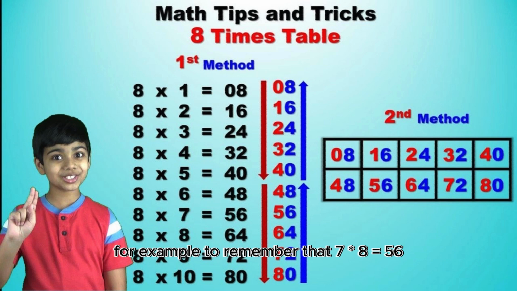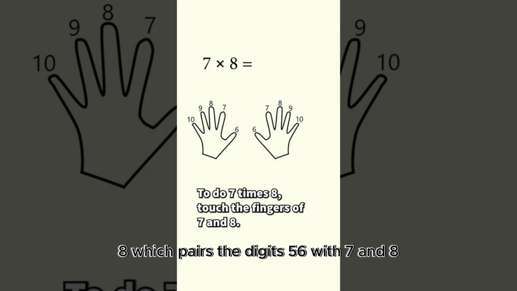For example, to remember that 7 times 8 equals 56, you might use a mnemonic like 5, 6, 7, 8, which pairs the digits 56 with 7 and 8 in a memorable sequence.